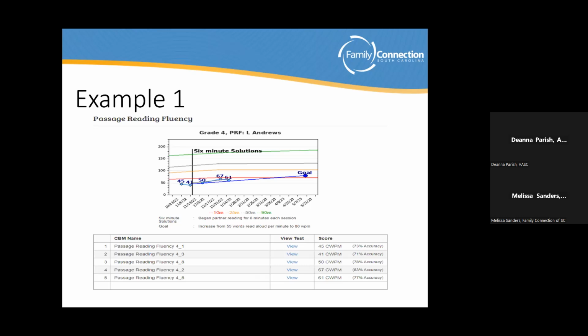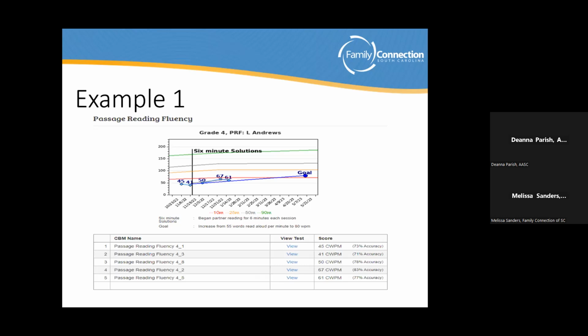So we would still need a couple more data points to see, is this student currently on the right trajectory to meeting that goal of reading at 80 words per minute. So far, it's looking good. The student is making progress, is reading more fluently, reading more, the words per minute has increased. So the teacher would need to take a couple more data points just to make sure.